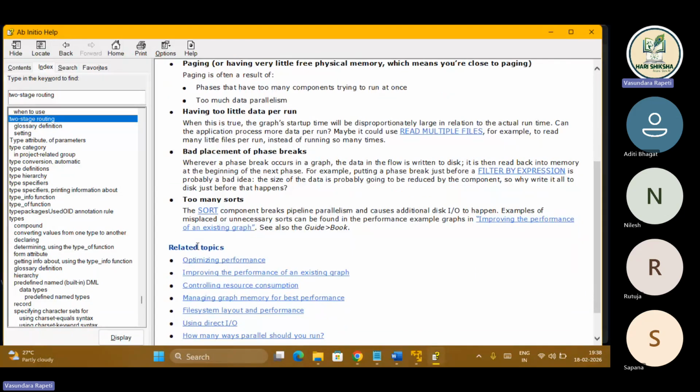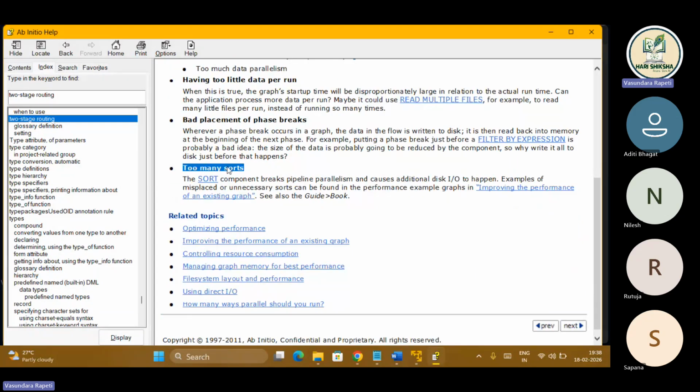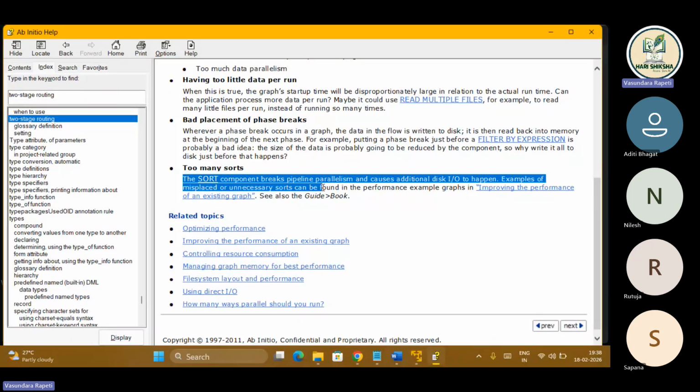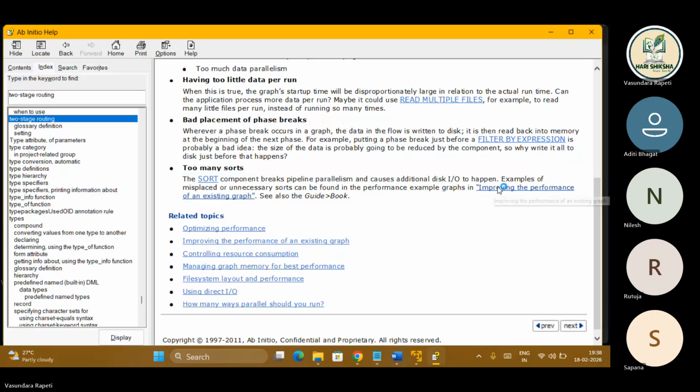Okay, then too many sorts, don't use them. Use one sort in the starting, and if needed, further on top of that group, you need to do further sorting. Use SWG, sort within group. The sort component breaks the pipeline parallelism and causes additional disk input output operations to happen. An example of a misplaced or unnecessary sort can be found in the performance example graph in improving the performance of existing graph.